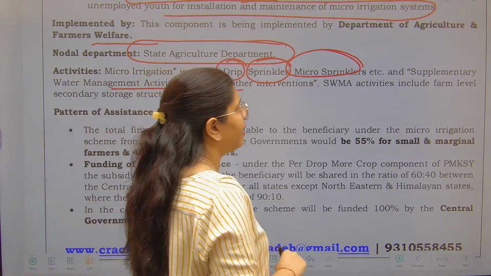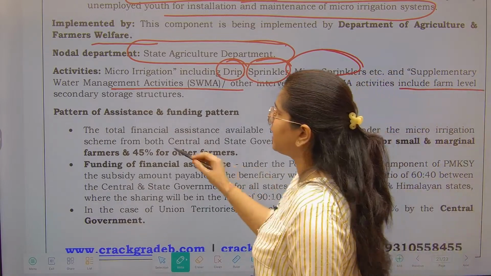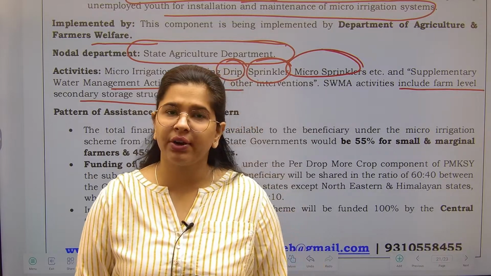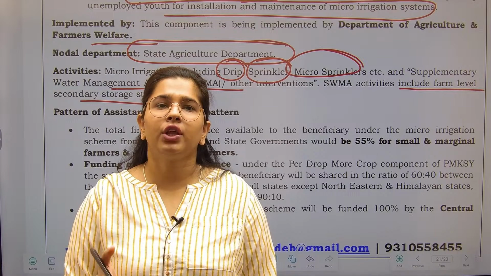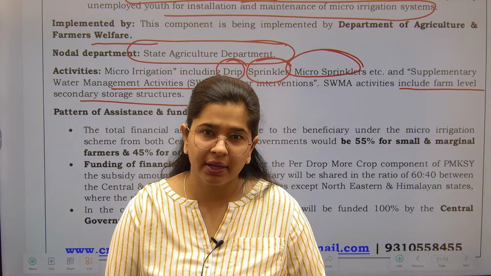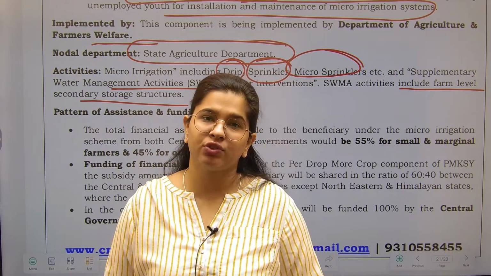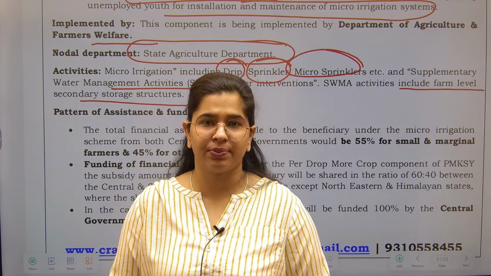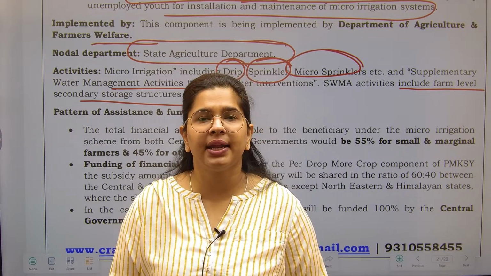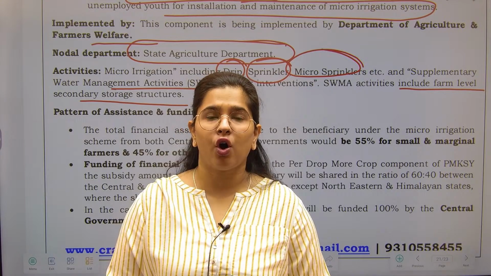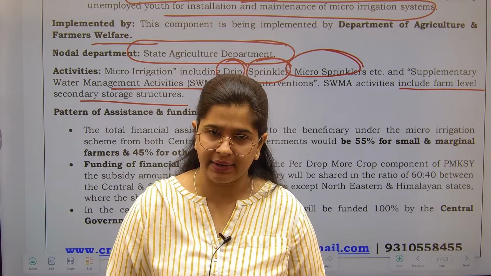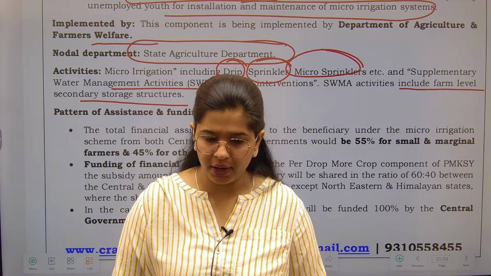Supplementary water management activities means you want to include the farm level secondary storage structures. See, every farm, apart from having irrigation related support, also has in-farm structures, like there could be a pond, right? They can make a cemented structure where they will store the water for irrigation purposes. So not just micro and sprinkler irrigation, you want to disseminate the technology regarding that, but you also want to establish the secondary storage facilities at the individual farm itself. So both the components are being included over here.